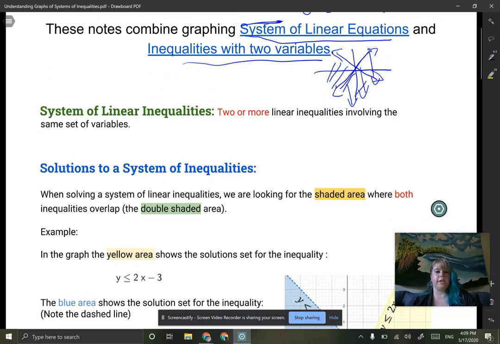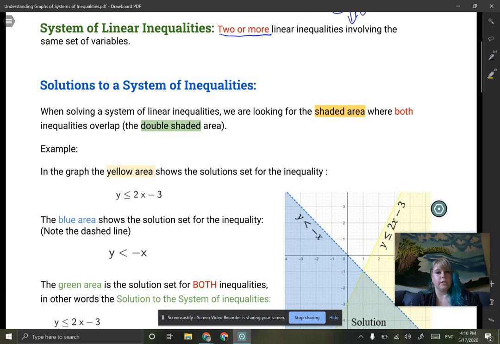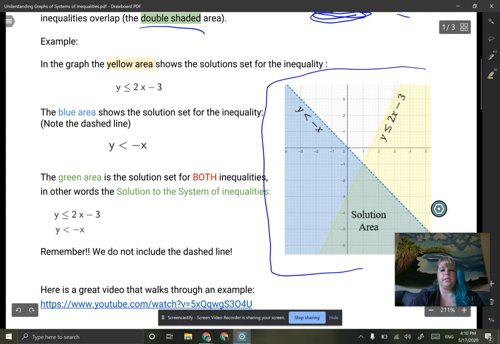Systems of linear inequalities are two or more linear inequalities involving the same set of variables. Okay, so when we're looking for solutions of systems of inequalities, then we are looking for the shaded area where both inequalities overlap. In other words, the double shaded area. Okay, so let's look at this example A of a system of inequalities. Okay, so you can see this graph over here. We're going to be referencing this graph.